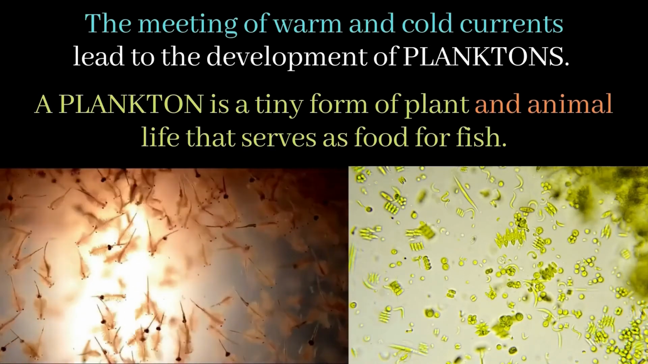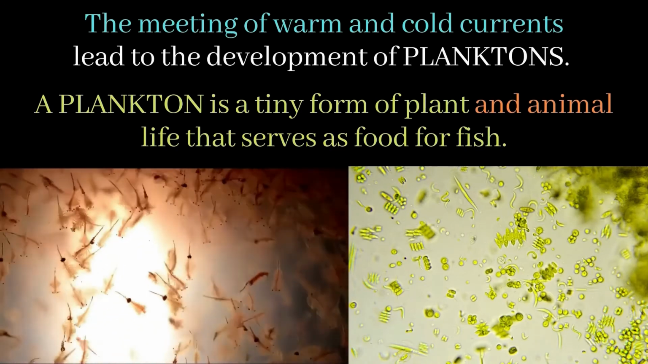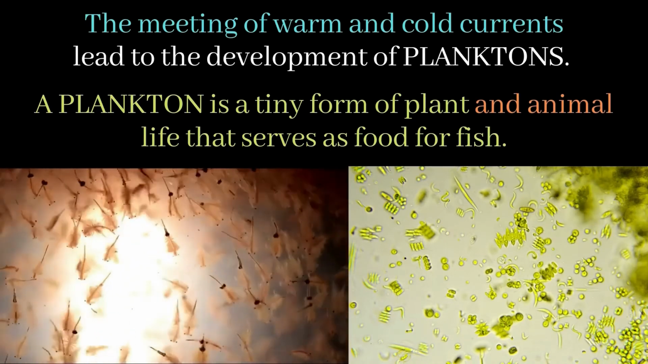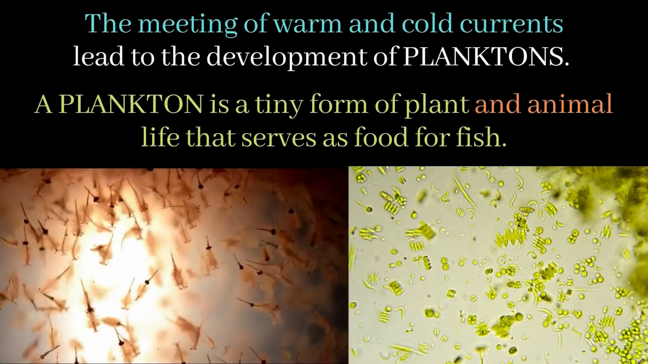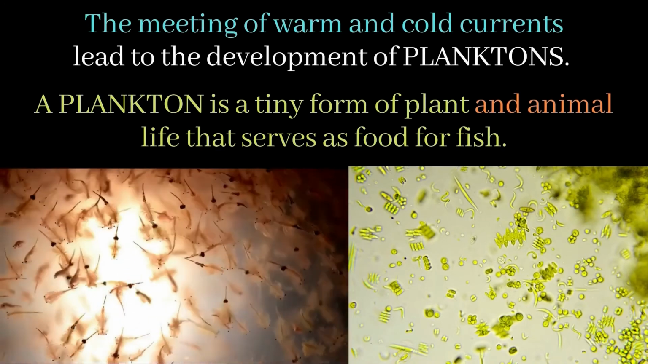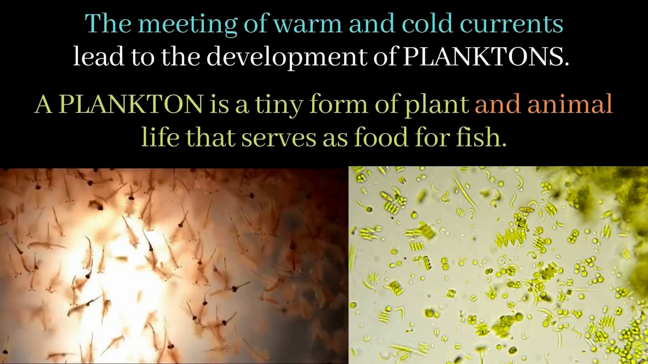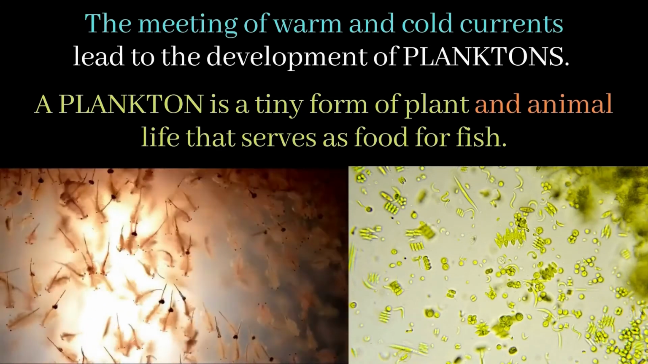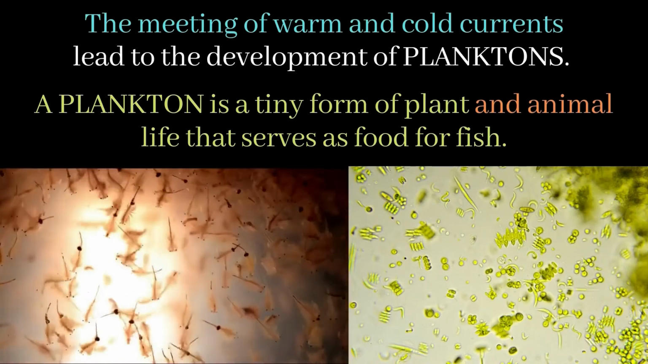Can you see the tiny little animal, the tiny little creature? That is food for fish. That's right. And the green thing, that is a plankton. That's a plant, and that is also food for the fish. And both these planktons, the animal and the plant plankton, are found in those areas where the warm and cold ocean currents meet.